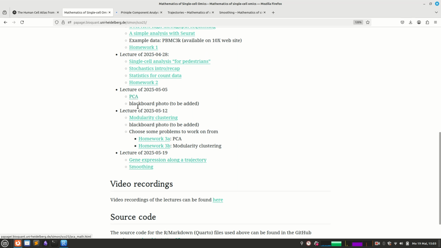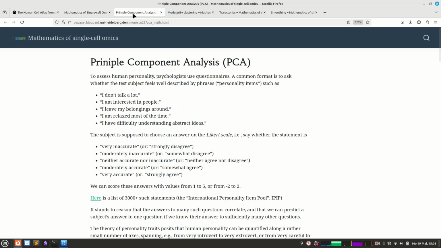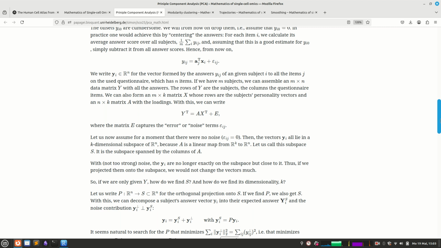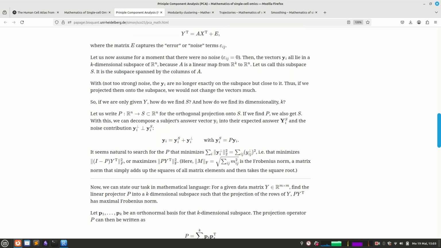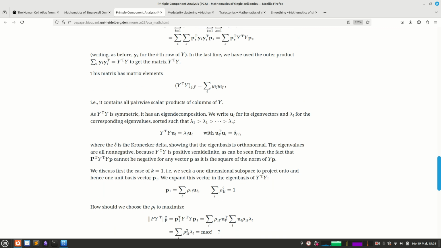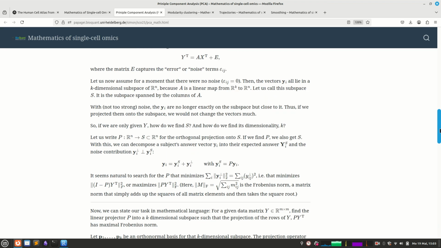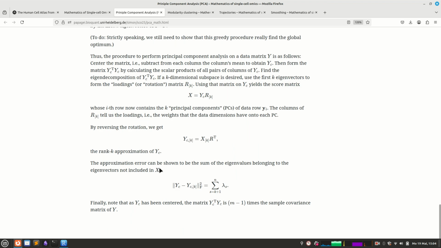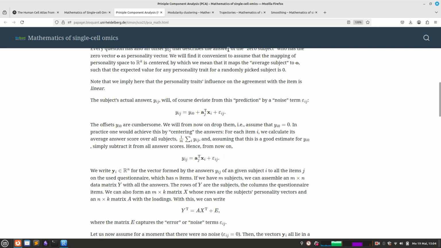More interesting, I've updated here the write-up for the principal component analysis. This is up to here. I've shown it to you in the lecture, and then I showed you the rest on the blackboard. And I've decided, for the future, to type all this from the blackboard here again on this screen.